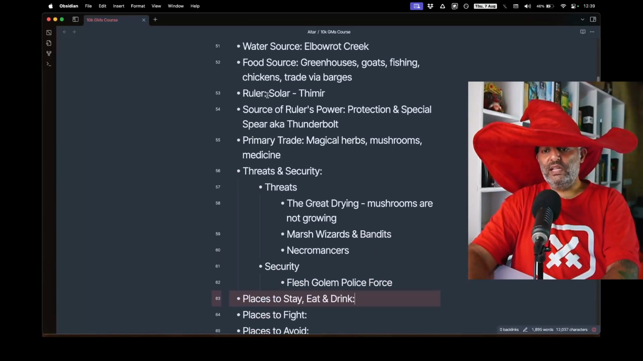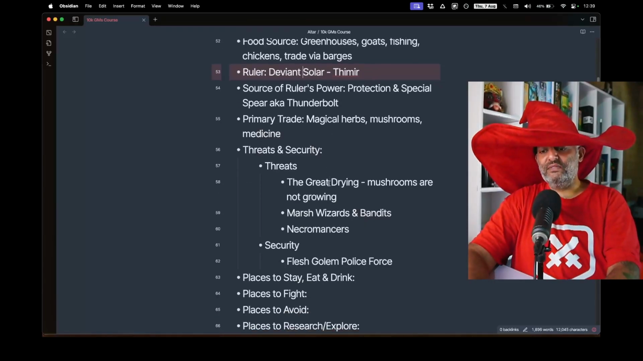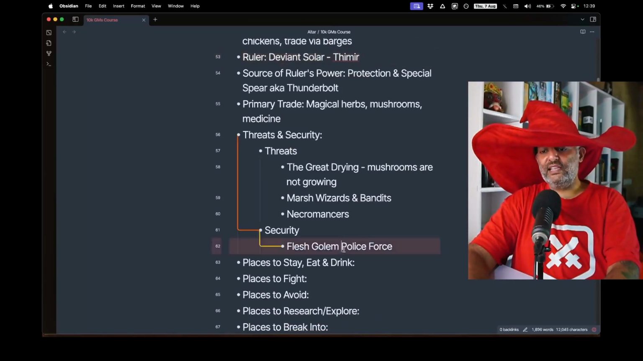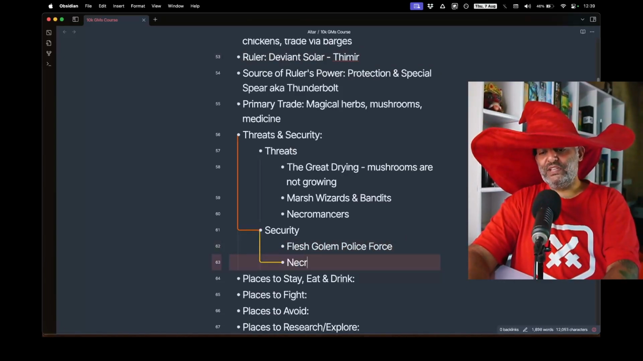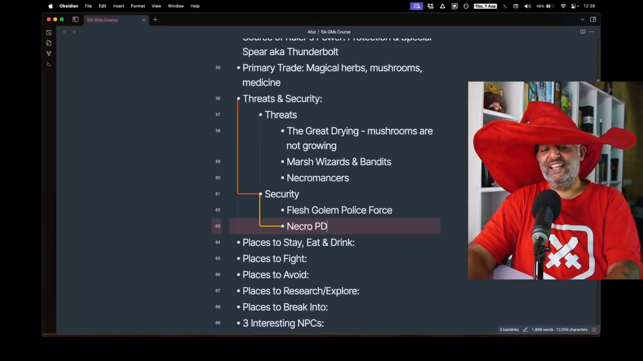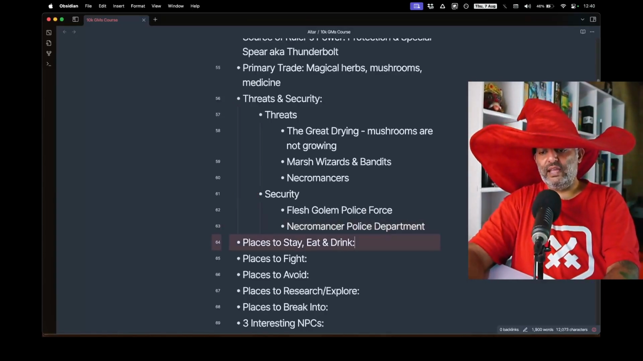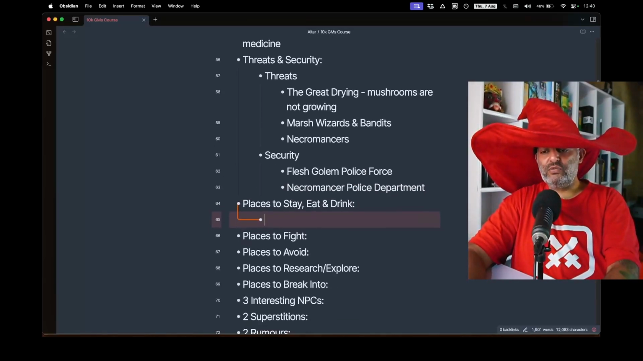So this is probably not just a regular solar. Solars, I think by default, are very law abiding and good, and this is like fleshing with that. Oh, you know what we should have? We should have like necro PD. What I mean by that is necro police department, and necro is necromancer.